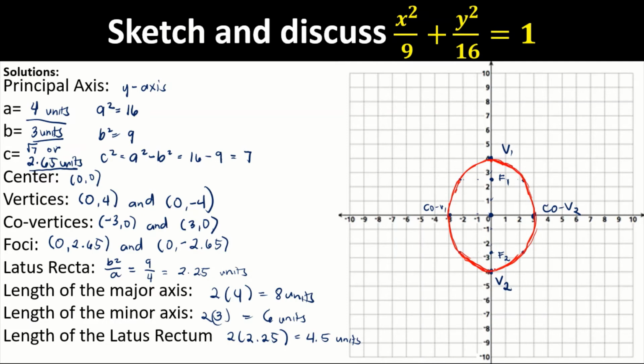Okay, so kailangan smooth ang ating points dito kay vertices, kay co-vertices. So, the equation of this is mula sa given x squared over 9 plus y squared over 16 equals 1. And this, in this graph is the final answer.